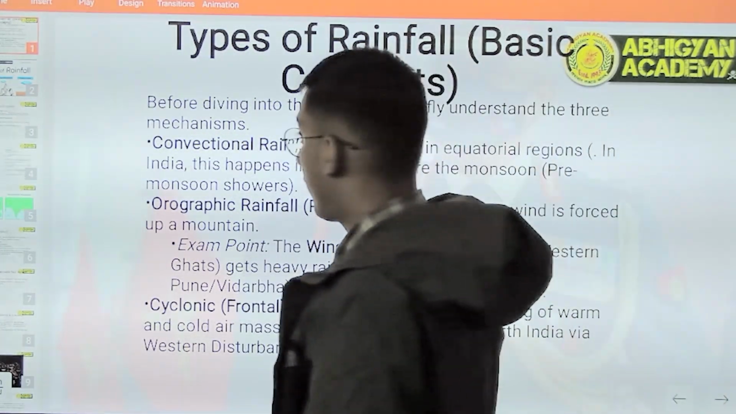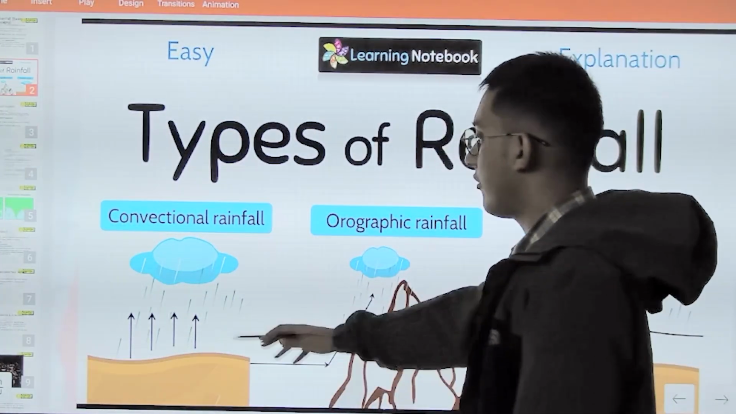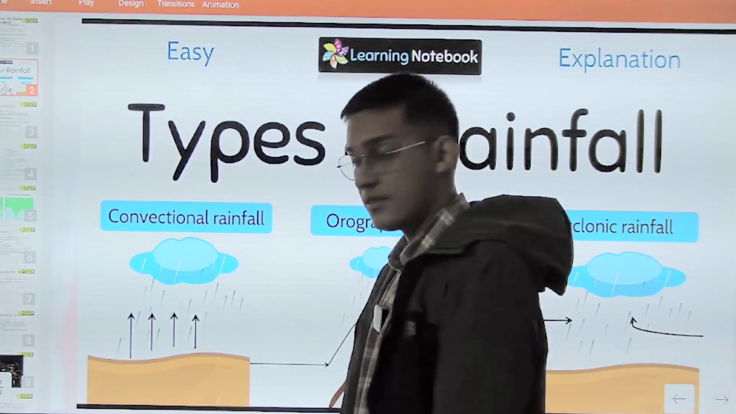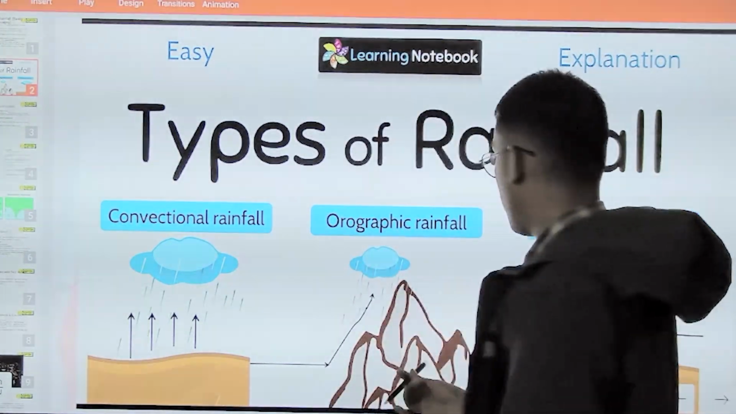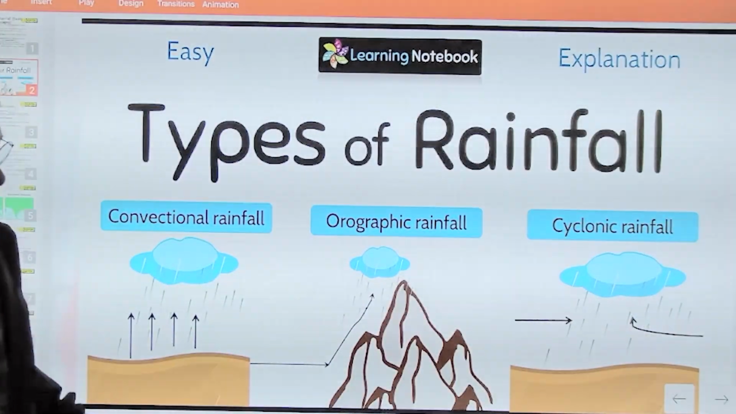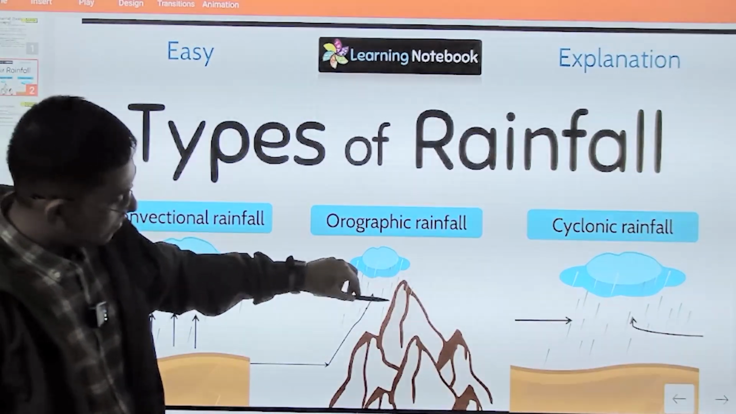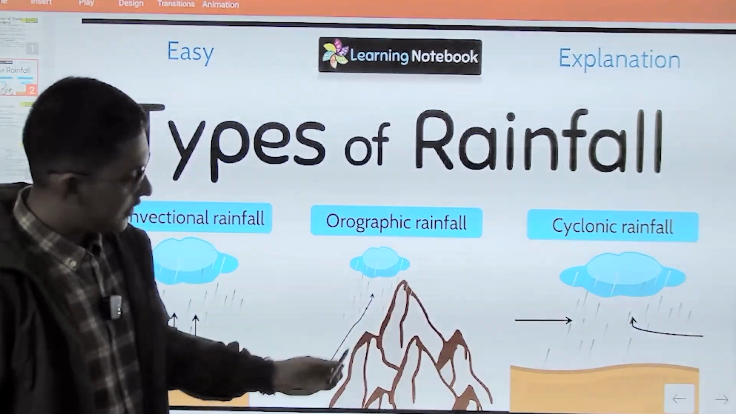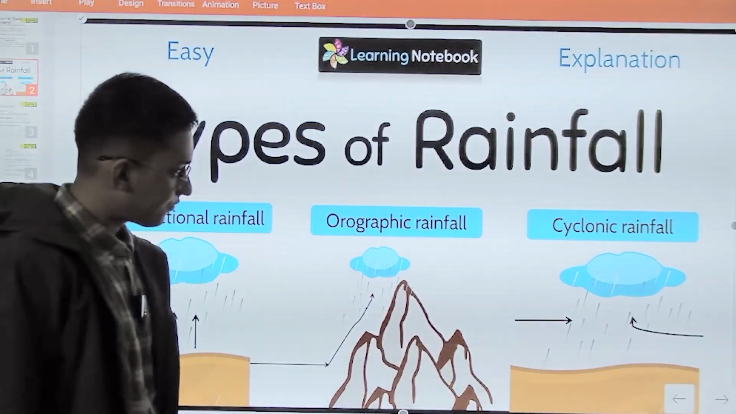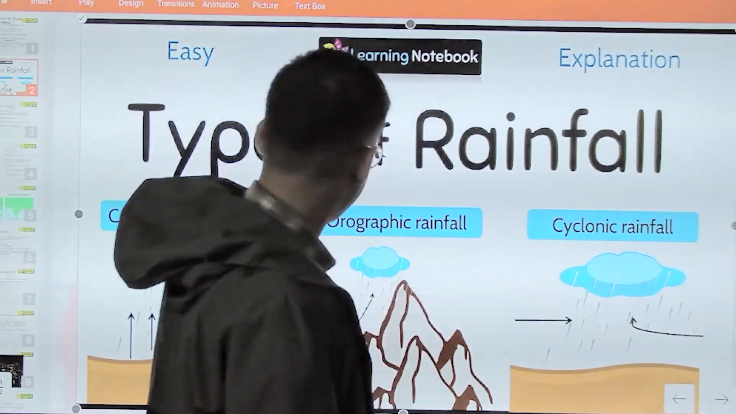Now we'll look at the diagram to get a better understanding of the topic. So it's convectional rainfall. It's due to evaporation, and then through the clouds there is rainfall. Then we have our orographic rainfall. So the rain carrying clouds come like this, hit the mountain, and there is rainfall. This is your windward side, and this will be your leeward side. Then we have cyclonic rainfall due to cyclones.